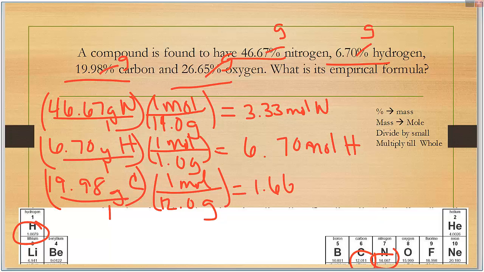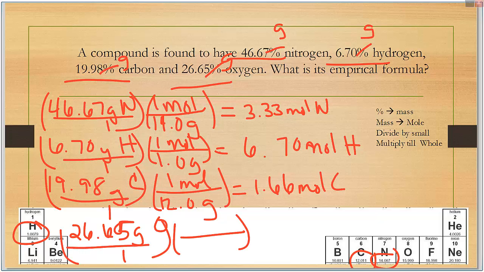And finally, we have 26.65 grams of oxygen. Molar mass is 16. 26.65 divided by 16 comes out to be 1.66 again. But now this is oxygen.